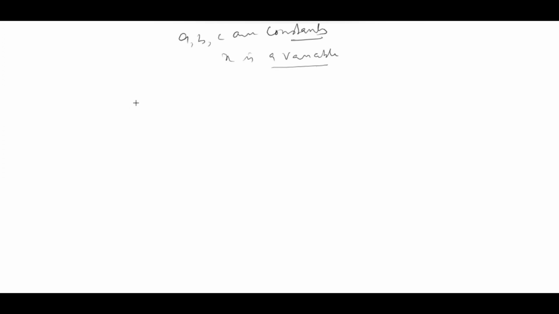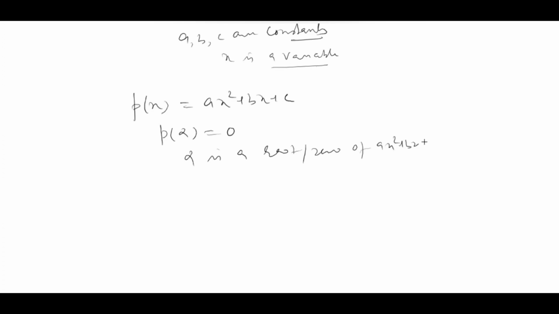When we say the root, if you have an expression like p(x) = ax² + bx + c, and you get p(alpha) = 0, then you say that alpha is a root or a zero of ax² + bx + c, or p(x). So alpha is the root, or you can say that x minus alpha is a factor of ax² + bx + c. This is the factor theorem as well, which I don't know whether we learned or not. So x minus alpha is going to be a factor.